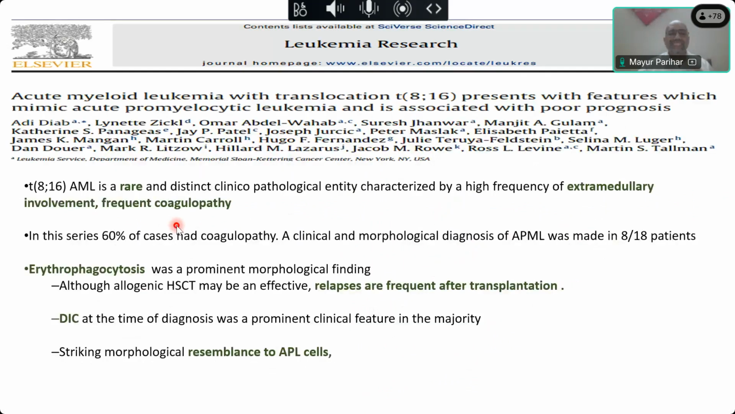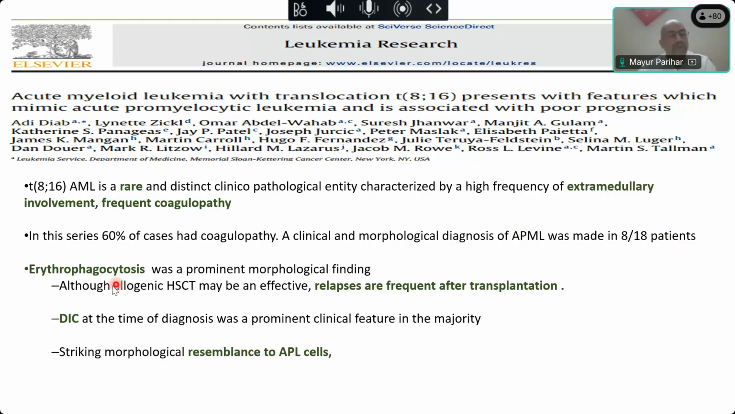So 8;16 is a specific subtype of acute myeloid leukemia. It is rare. It shows extramedullary involvement. It has frequent coagulopathy and is commonly mistaken as a promyelocytic leukemia. This usually presents as a monocytic leukemia, and that is why even on morphology it is mistaken as an APML. In 60% of patients there was coagulopathy, and a clinical and morphological diagnosis of APML was made in 8 out of 18 patients. Now, this is a high risk disease.